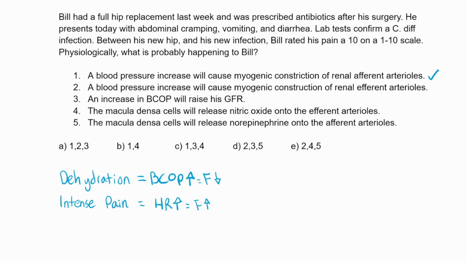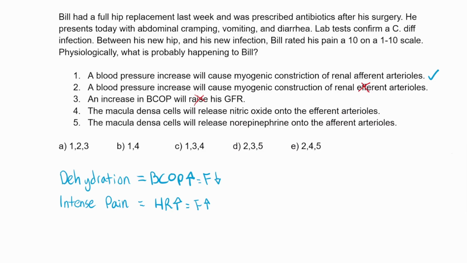The second one, the only difference is the efferent arterioles. If there were stretch receptors that activated on the efferent arterioles, then that would back up the blood into Bowman's capsule and increase hydrostatic pressure further, which would be a positive feedback loop. And that's really bad. So we're going to say that's wrong. Number 3, an increase in BCOP will raise his GFR. Well, we just said an increasing BCOP will lower filtration rate and not raise it.